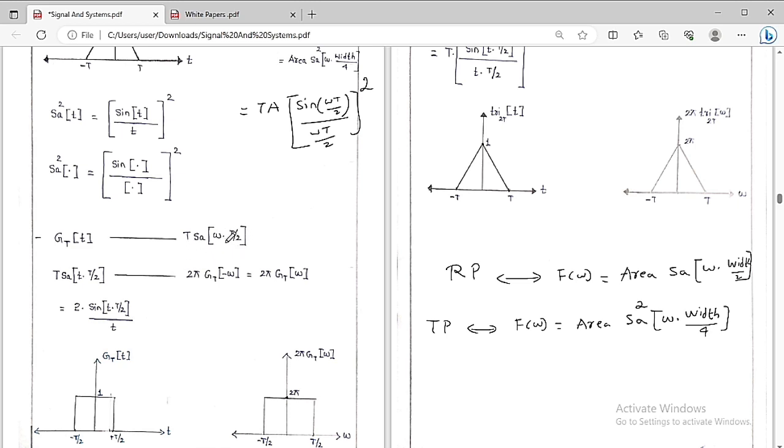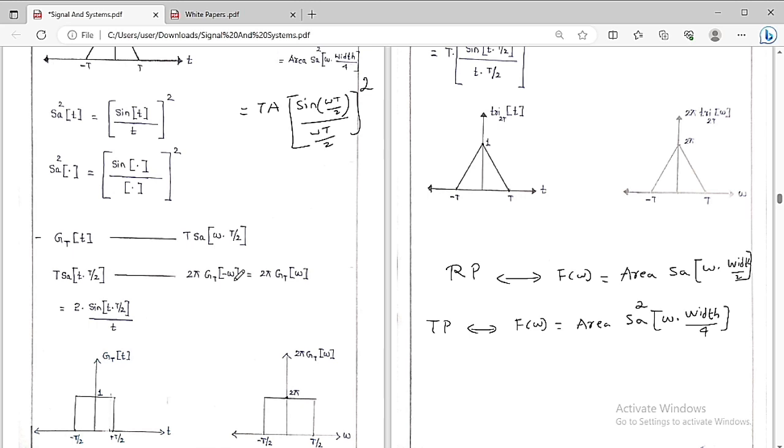Now I will apply the duality principle. Here, in place of omega, I will substitute small t. So T into Sa of small t into T by 2. What is the Fourier transform? 2 pi into, in place of small t, I am going to replace t by minus omega. So 2 pi into g_T of minus omega.